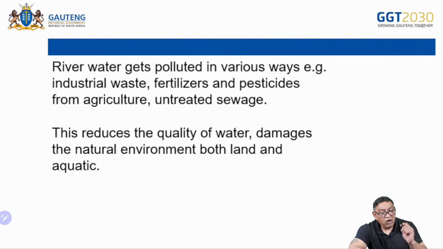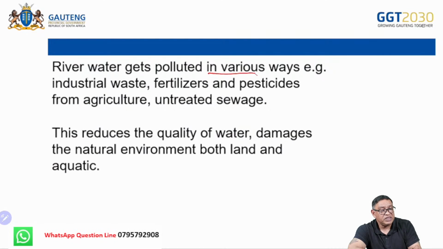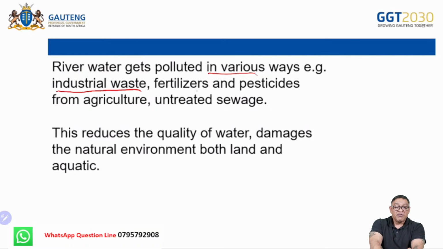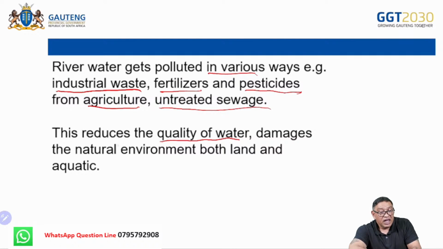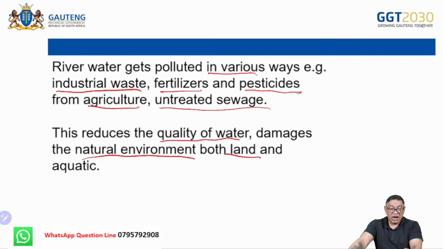Now, how does the river get polluted? The river gets polluted in various ways. For example, industrial waste from factories, farmers using fertilizers that go into the ground, and pesticides to kill so-called pests or insects, where they spray certain chemicals so that the agricultural products are protected. And then, of course, untreated sewage. These are some of the main things that pollute the river. And what does it do? It reduces the quality of the water and damages the natural environment around it, both land and aquatic. Aquatic refers to the water sources. If you've got a fish tank, how quickly, if you change the temperature or add something that's not supposed to be there, your fish will die.